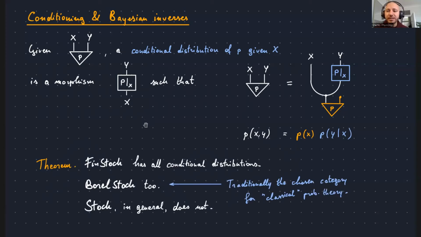The conditionals do not always exist. For generic stochastic kernels, for generic measurable spaces, they do not exist in general, but they exist in all the discrete cases. And more importantly, they exist in BorelStoch. So remember this category of standard Borel spaces. And that's why this is usually the category chosen to do classical probability theory, in quotes here, because I don't mean classical as opposed to quantum. I mean traditional, as in not categorical probability. So that's usually done in standard Borel spaces, and the main reason is that all the conditionals you want exist. Okay.